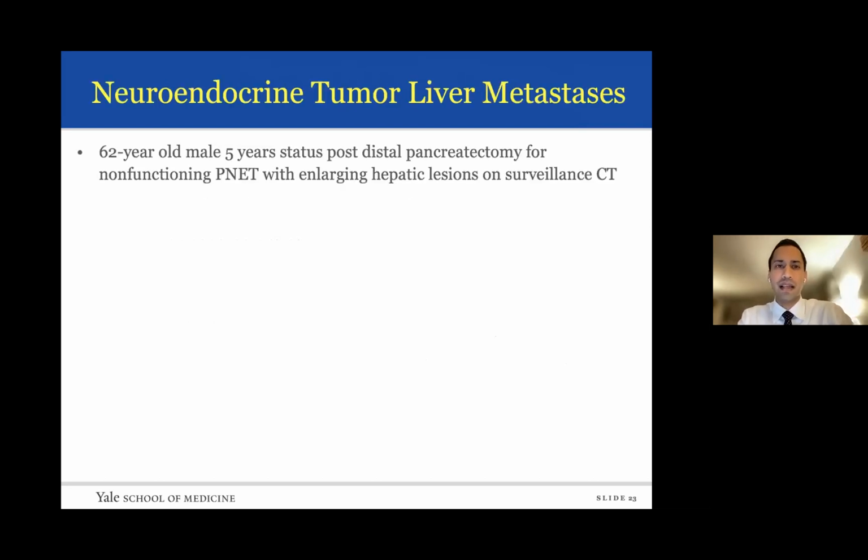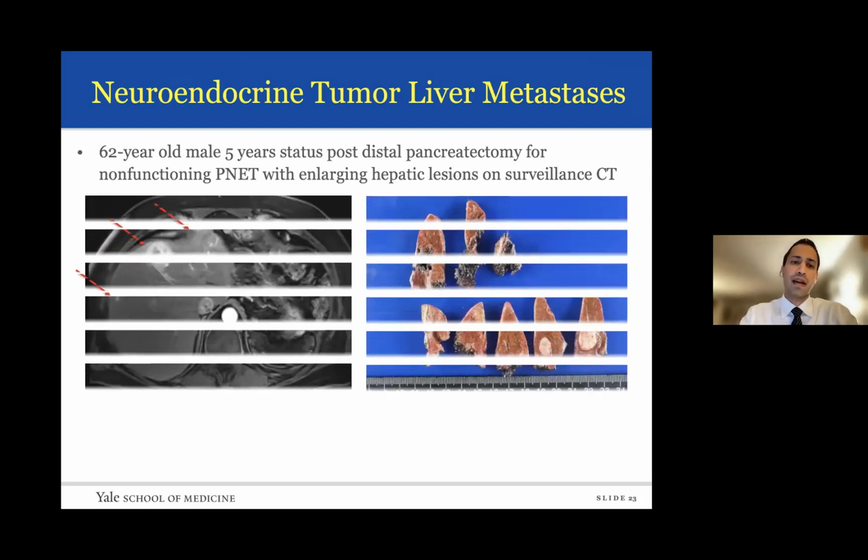So I'll end with a patient example. This is a 62-year-old male who, when I had seen him, was 5 years status post distal pancreatectomy for a non-functioning pancreas neuroendocrine tumor. One of his medical oncologists was surveying him and identified enlarging hepatic lesions on surveillance cross-sectional imaging.